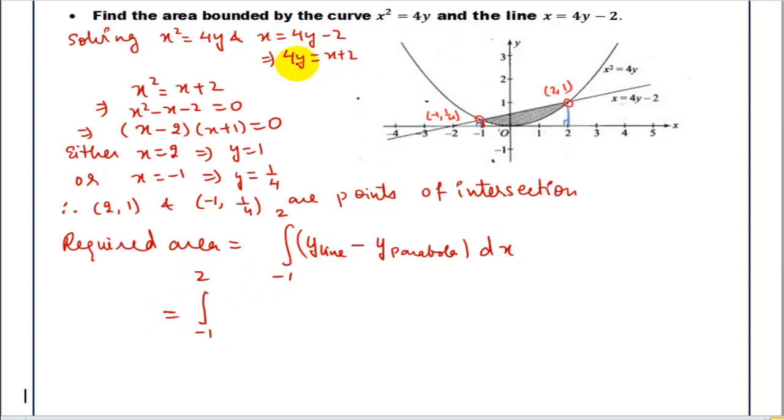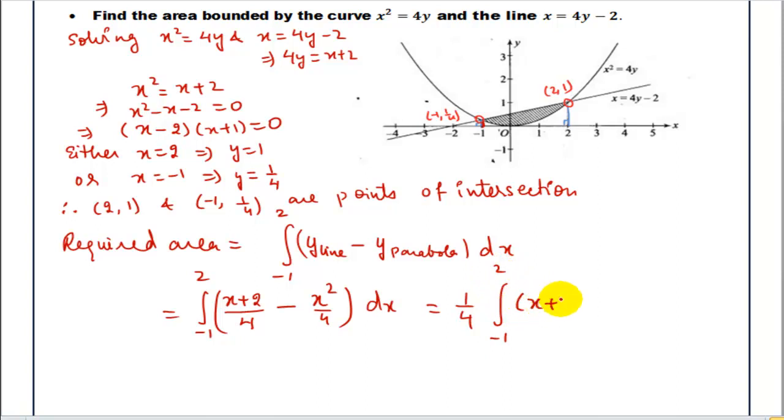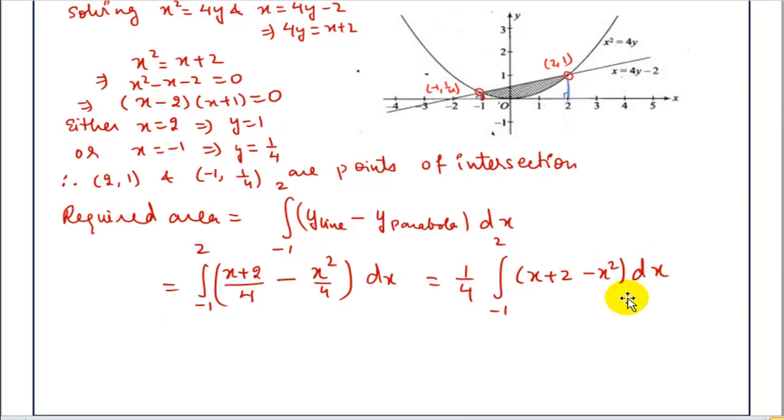So let us check for the line. If you see, the equation of the line is 4y = x + 2. If we cross multiply 4, we will get (x + 2)/4. So in the line, we have converted y entirely in terms of x. And the same we need to do for the parabola. So if you look at the equation of the parabola, y can be written as x²/4. So this expression needs to be integrated within the limits -1 to 2. 1/4 can be taken common from both the parts. And now our expression is (x + 2 - x²) dx. Now this is what we need to integrate.